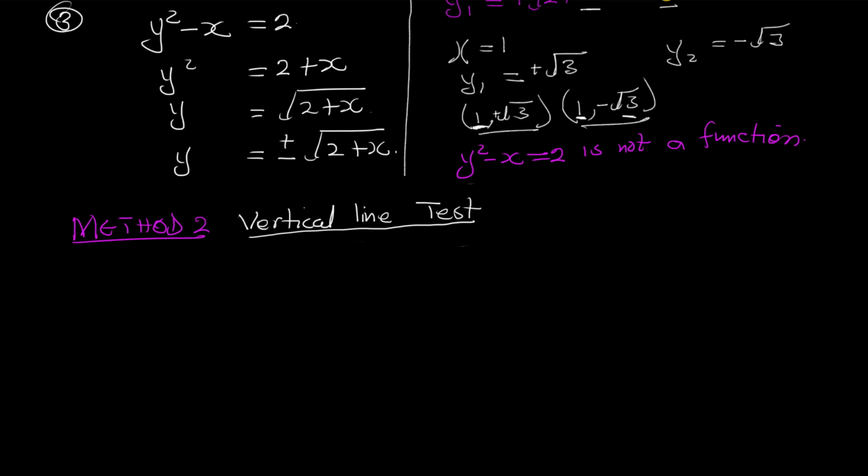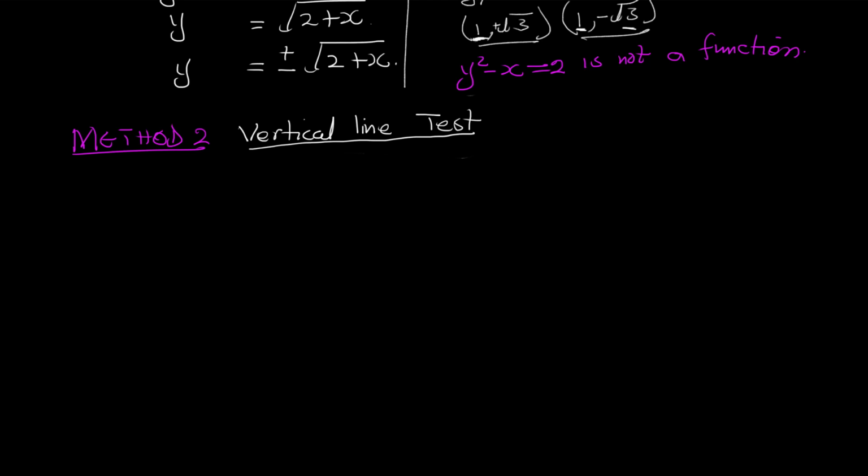The second method, method 2, to determine if a relation is a function is what we call the vertical line test. In this method, what you do is to sketch the graph of whatever relation you are given. Now, after sketching the graph, you draw vertical lines through the graph. And if the vertical line cuts the graph or the curve at more than 1 point for one x value, then we say that the relation is not a function. But if the vertical line cuts the graph at 1 point, we say that it is a function.